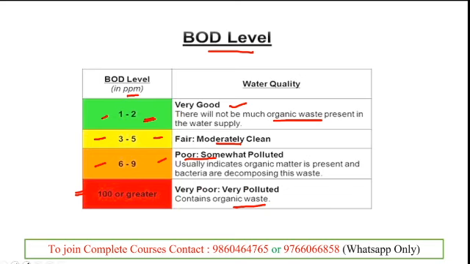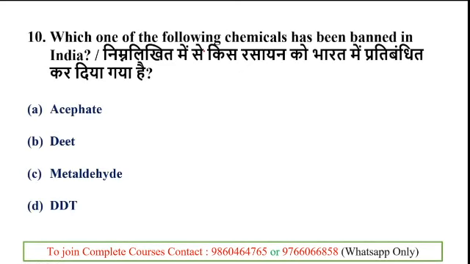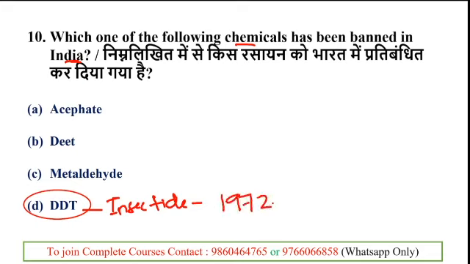Clear. And the next one is related to chemicals: which one of the following chemicals has been banned in India? The chemical banned in India is DDT. What is DDT? It's an insecticide, and it was banned in 1972 in the USA and later in India.